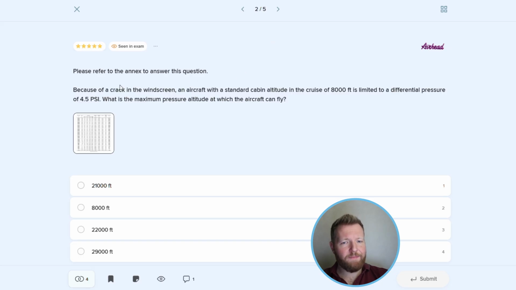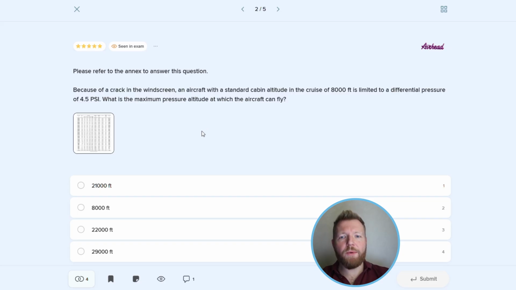Question number 2. Please refer to the annex to answer this question. Because of a crack in the windscreen, an aircraft with a standard cabin altitude in the cruise of 8,000 feet is limited to a differential pressure of 4.5 psi. What is the maximum pressure altitude at which the aircraft can fly?